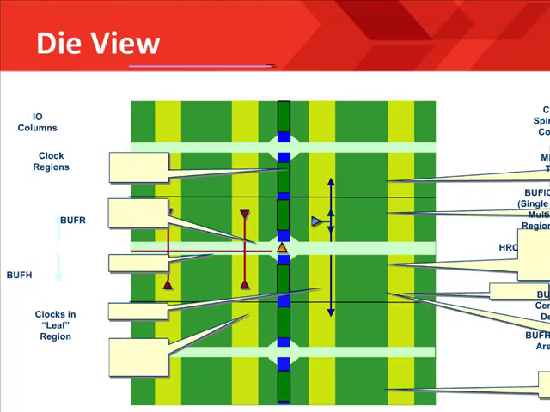The BUFIO buffers are placed within the I/O column and are designed to be high performance and thus highly optimized routing placed very near the I/O columns, denoted in yellow. Some BUFIOs are capable of spanning multiple regions.